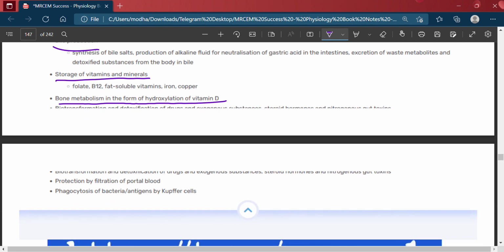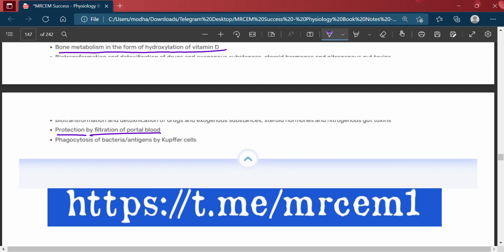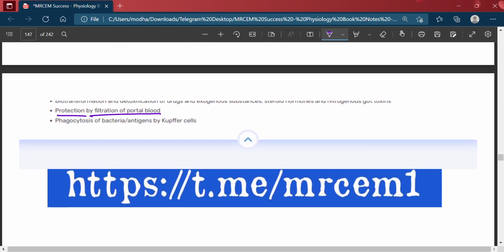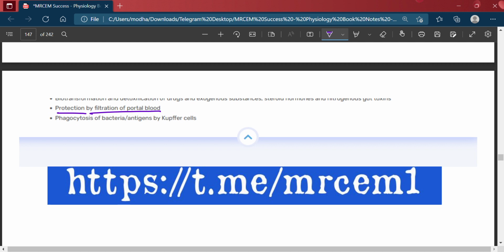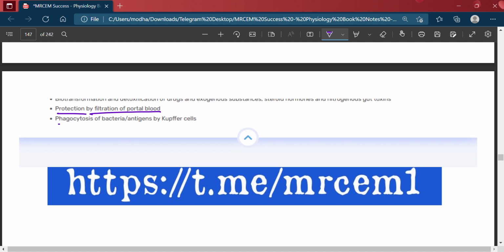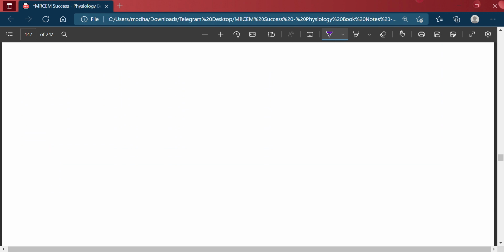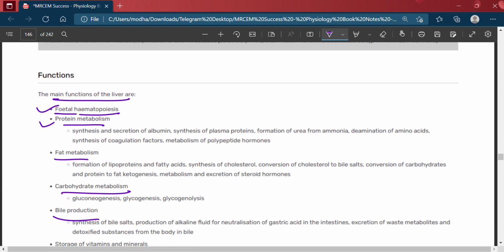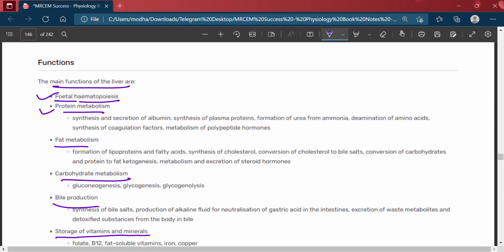Then protection by filtration of portal blood, and phagocytosis of bacteria and antigens by Kupffer cells. Okay, so what we have seen in the function is that the main functions of the liver are fetal hematopoiesis. Okay, then the protein metabolism.